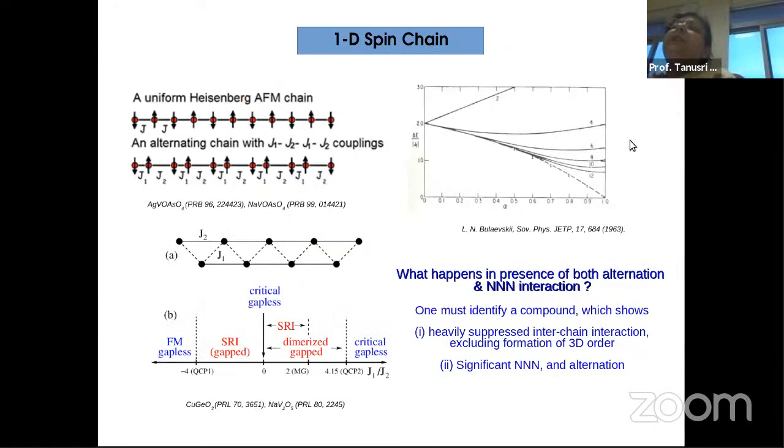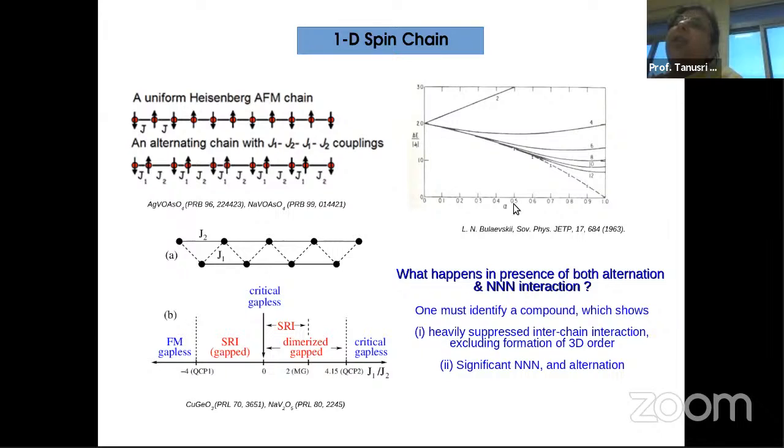So here I take the example of a 1D spin chain. That means these systems are three-dimensional, but their magnetic interactions are such that, in terms of a spin model, they can be considered as strictly one-dimensional, the chain-chain interaction being negligibly small. So you can have a uniform Heisenberg antiferromagnetic chain where the interaction between two neighboring spins is antiferromagnetic. You can also derive from here an alternating chain compound, where you have interactions J1 and J2 that alternate between the two.